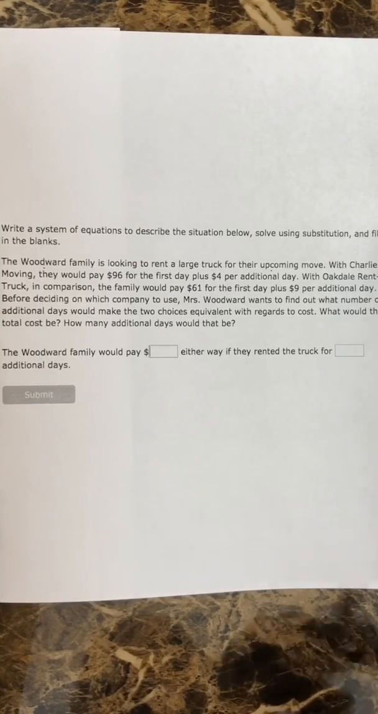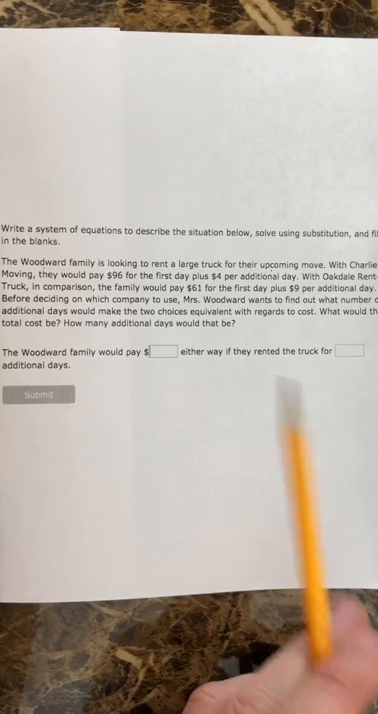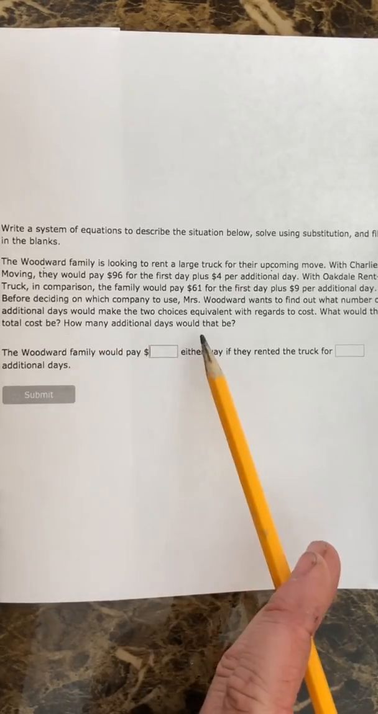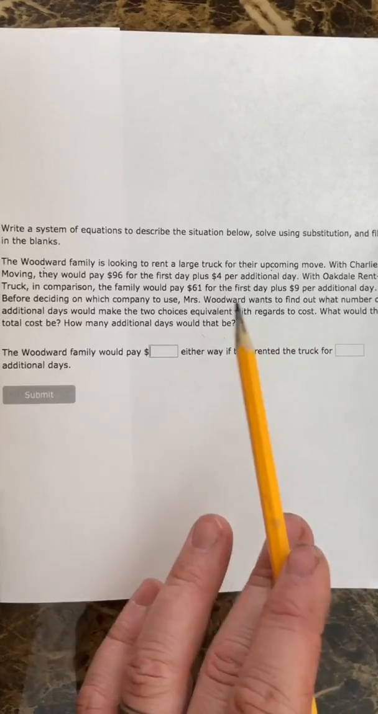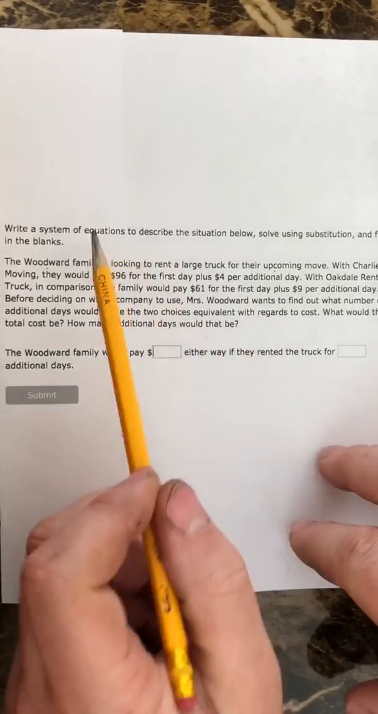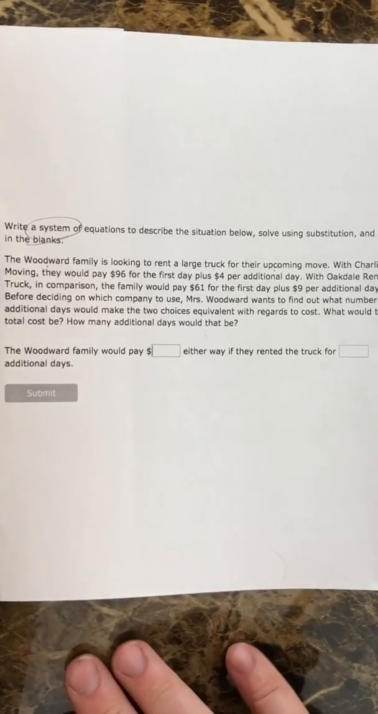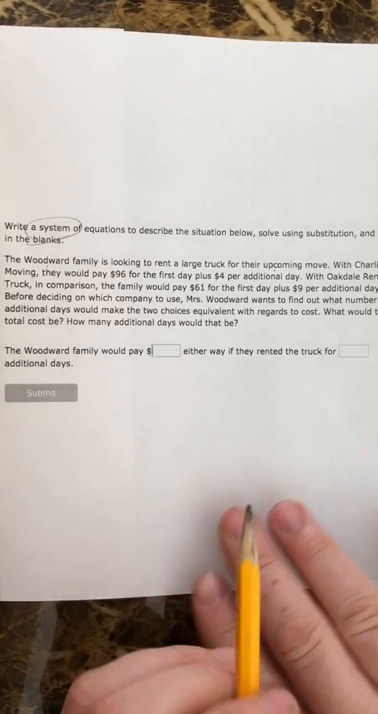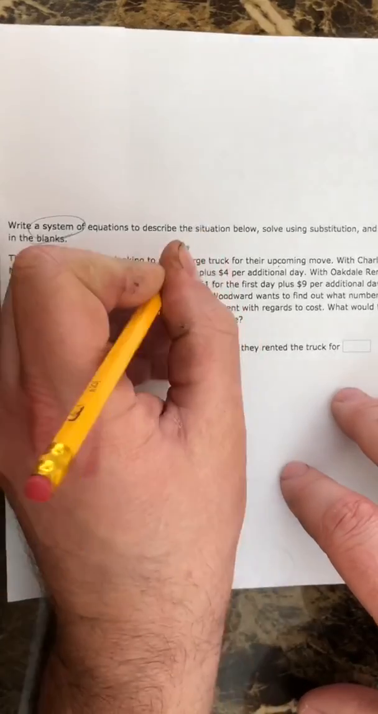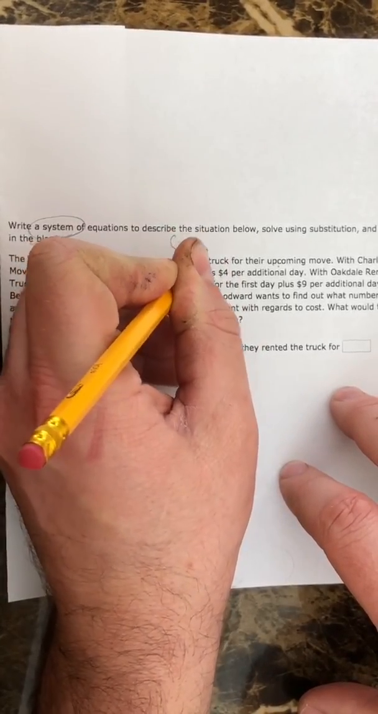Before deciding on the company, Mrs. Woodward wants to find out what number of additional days would make the two choices equivalent with regards to cost. What would the total cost be, and how many additional days would that be? So the first thing about this is that since we're doing a system of equations, we need to come up with two equations. The main thing we need to look for is a changing value here.